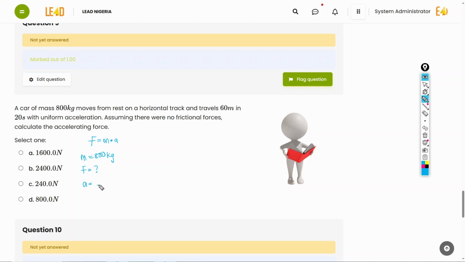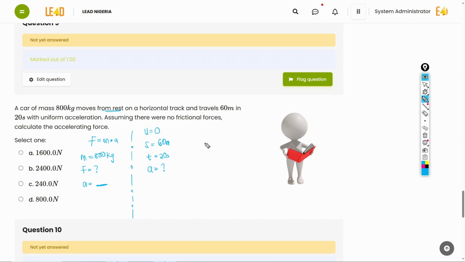And we also don't have acceleration, but we can solve for acceleration, right? Using our trusty equations of motion. So let's see what we can find. u is 0 because it starts from rest. The final velocity is unknown. They didn't give us that, and I don't think we need that anyway. But they gave us s. It covered 60 meters. That's your distance. We have t as 20 seconds. We're not given acceleration, so we can solve for it.